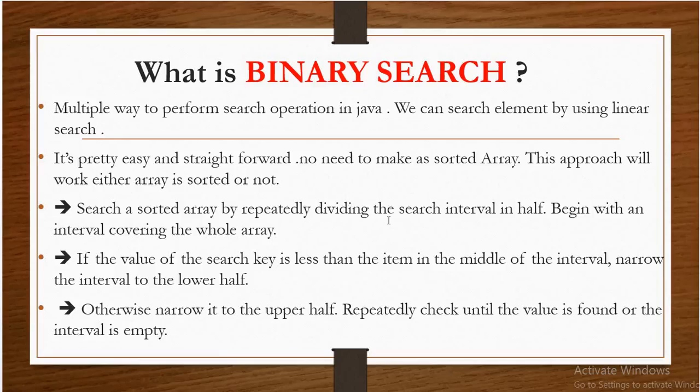There are three conditions. If the value of the search element matches our middle element, then it will return the index, and it is very fast. If the value of the search key is less than the item in the middle of the interval, narrow the interval to the lower half, and in the next condition, otherwise it will narrow to the upper half. It will just check in the upper half, not in the lower half, because its value is greater. Repeatedly check until the value is found in the interval.